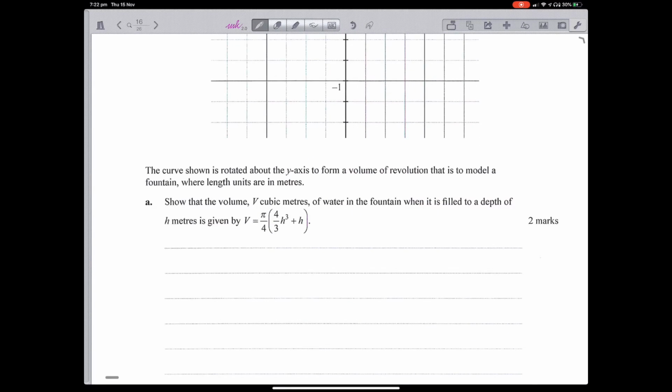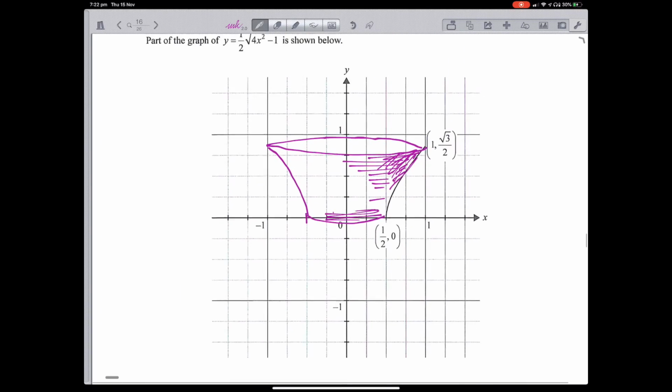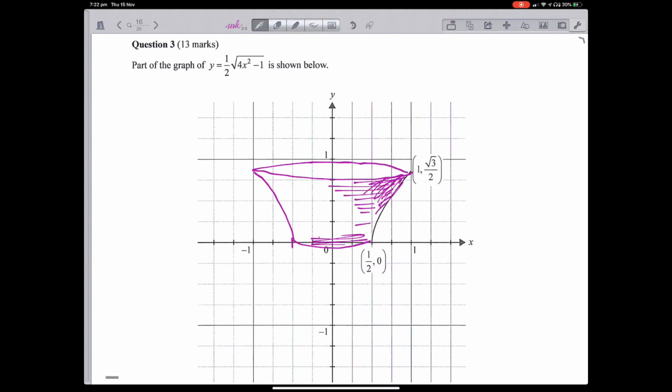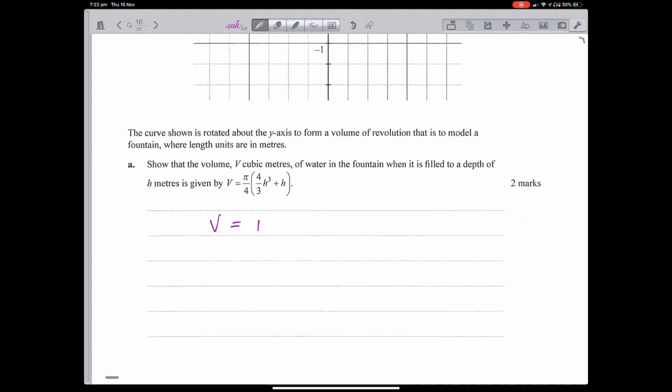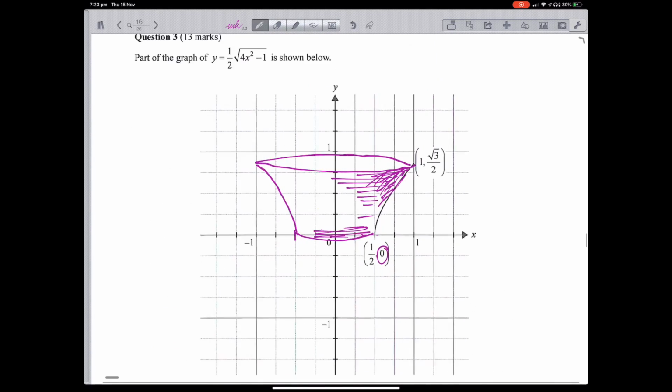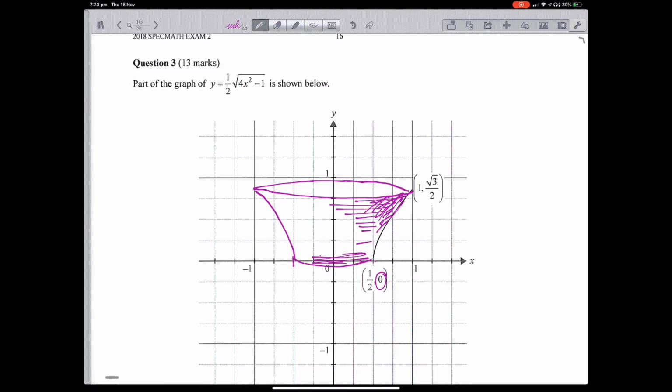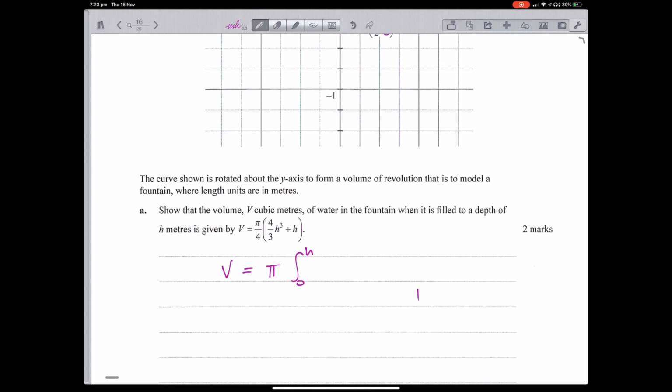Okay, show that the volume of the fountain, when it is filled to a depth of h meters, is given by that function. Okay, so our volume itself is going to be that function. So we want y in terms of x, and we want to integrate from y is 0 up until h. So our volume is pi from 0 to h. Now we've got to get it in terms of x squared. So we've got y equals a half root 4x squared minus 1, was it?